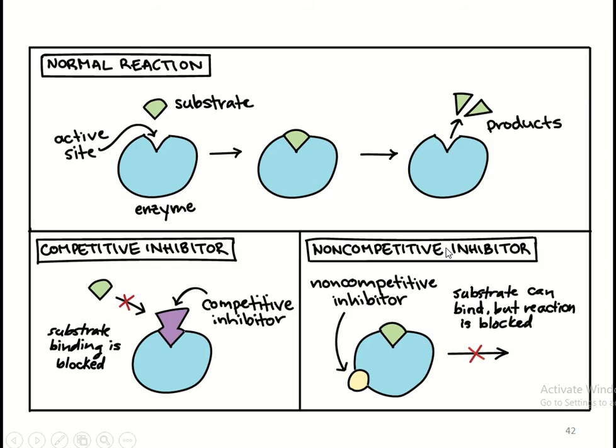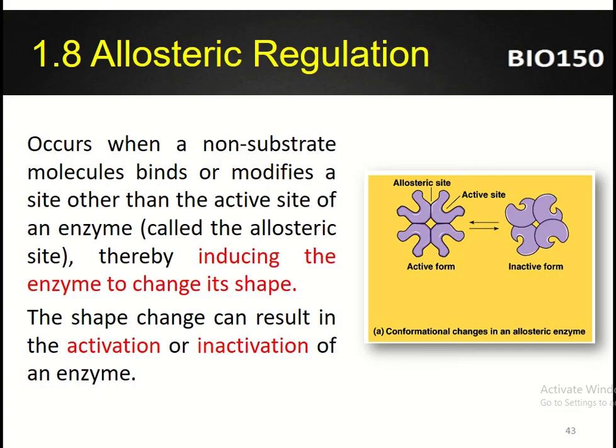This is another figure showing how the inhibition occurs. This is the normal reaction, and this one is the competitive inhibitor, similar. The substrate binding is blocked. For the non-competitive inhibitor, once it binds to the allosteric site, it will change the shape of the active site and block the substrate from binding at the active site.